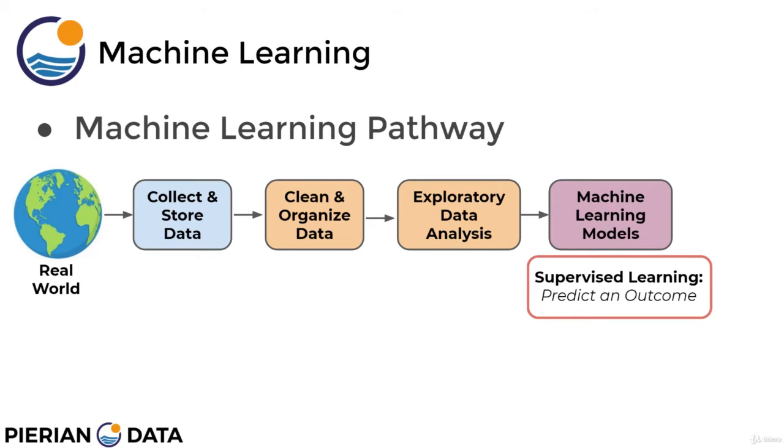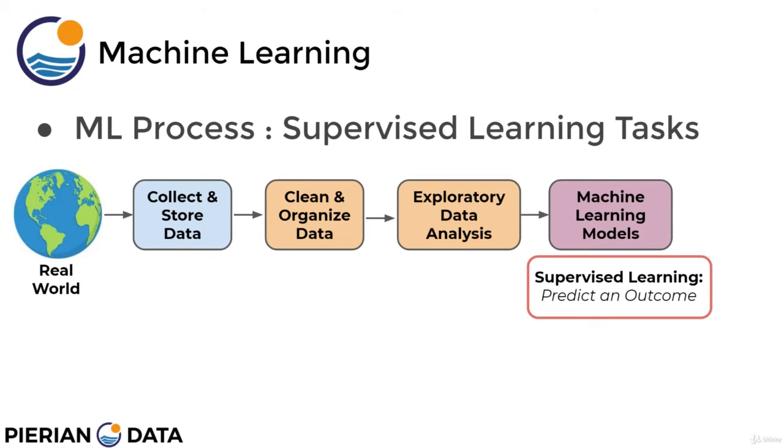This machine learning models block in the entire pathway actually contains many sub-steps within it. So what we're going to do is really focus on what's happening when we talk about supervised learning. And we're going to call this the machine learning process for supervised learning tasks. Later on in the course, we'll go over the machine learning process for unsupervised learning. But the first half of algorithms we encounter are all falling under supervised learning.